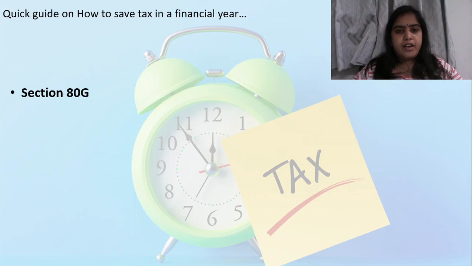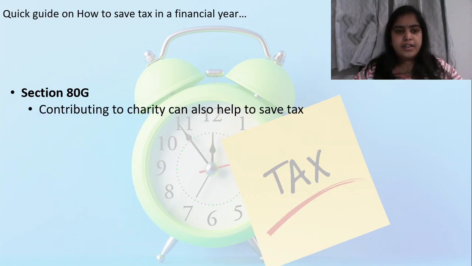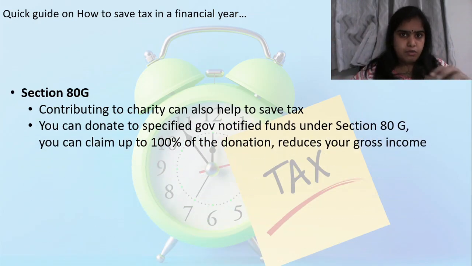Then 80G is contributing to charity, which can also help to save tax. If we are donating to some PM relief fund or some CM relief fund or some government schemes or anything like that, or NGOs which have the sanction of 80G, then up to 100% of whatever we are donating, we can get the benefit, and that much amount will get deducted from your gross income.